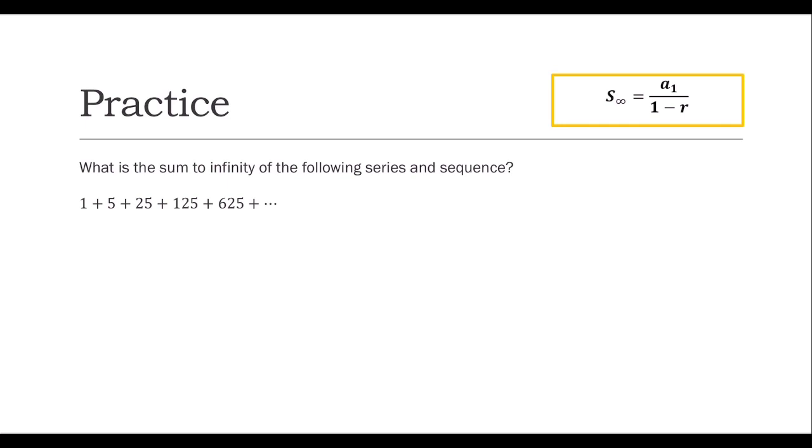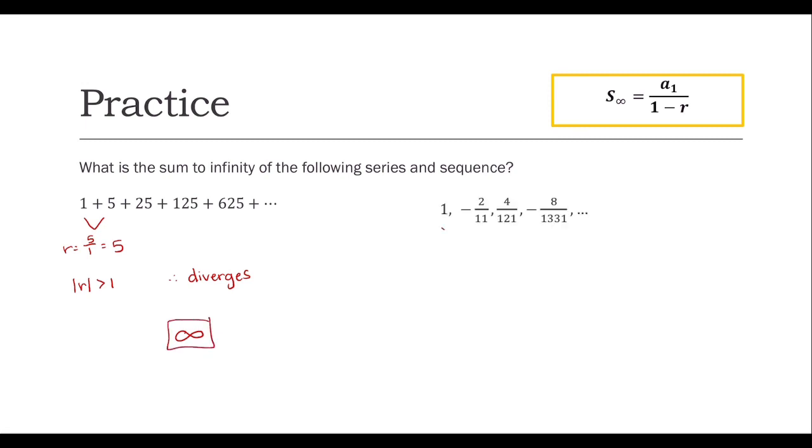So here we have another practice problem. What is the sum to infinity of the following series and sequence? For this first one here, our rate is 5 over 1, which is 5. Because the absolute value of our rate is greater than 1, we can say that this series is going to diverge. So there is no finite sum. But if we look at the numbers being added, we can see that the numbers are getting larger and larger, and so it's going to diverge to infinity. So that would be your sum.